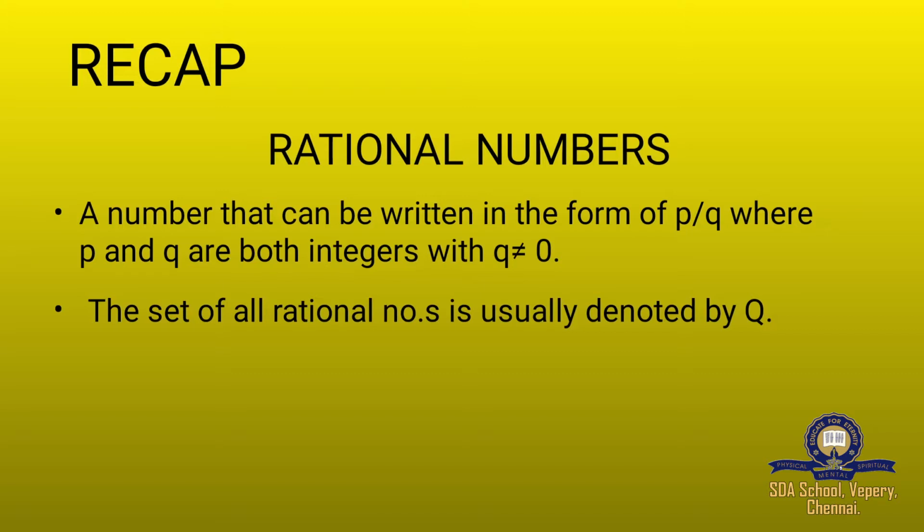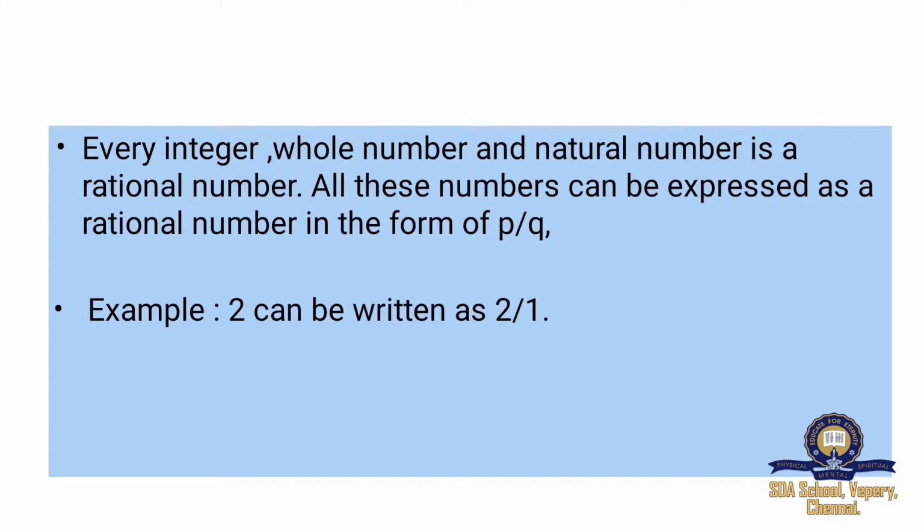The set of all rational numbers is usually denoted by Q, and every integer, whole number and natural number is a rational number. All these numbers can be expressed as a rational number in the form of p by q. An example is 2. 2 can be written as 2 by 1, right? So if you see 2 by 1, p is 2 and q is 1. Therefore, q is not equal to 0. Hence, we can represent any whole number, integer or natural number in rational number format.